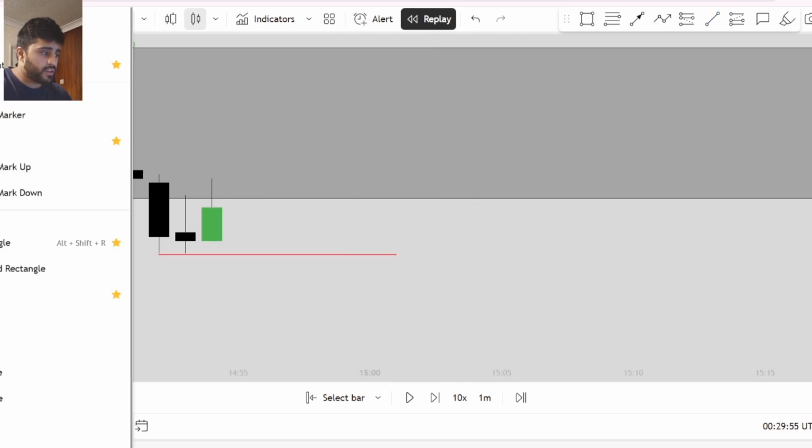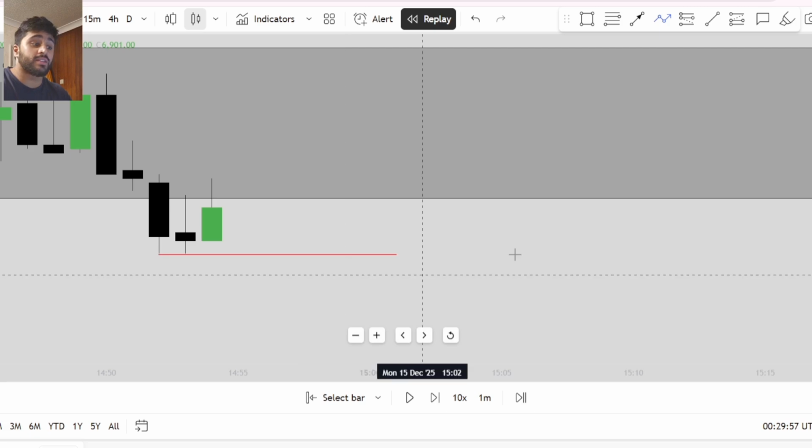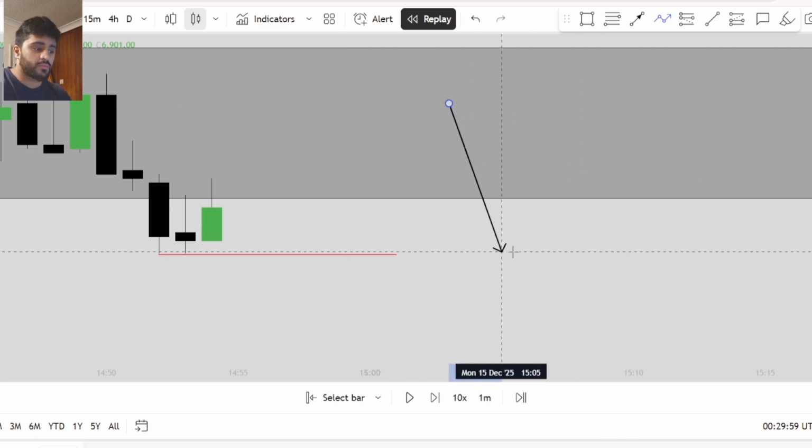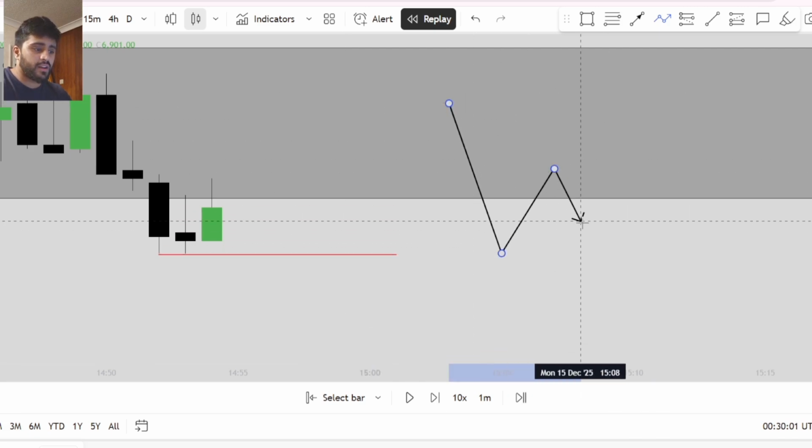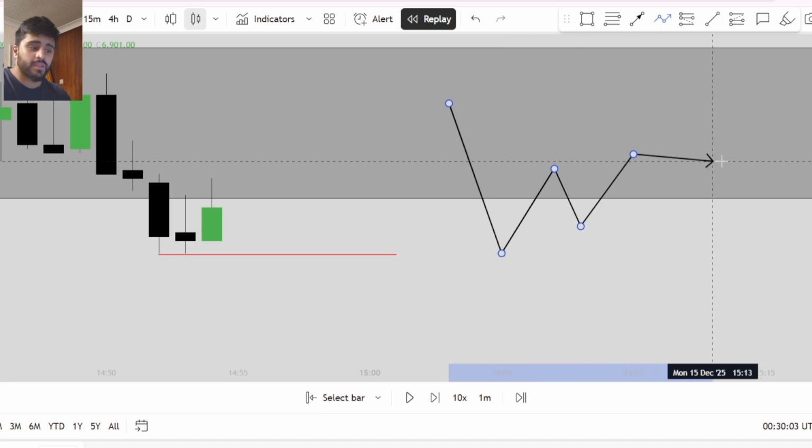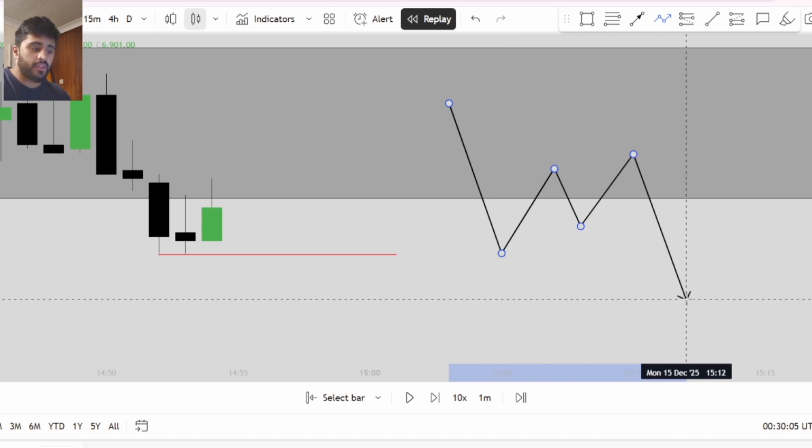So for those who are not familiar with how I trade, it's key levels, break and retest with order flow. So we see price giving us a break. We want to see some kind of a retest. It can be 1 candle, it can be 10 candles. It doesn't really matter. And then we enter.